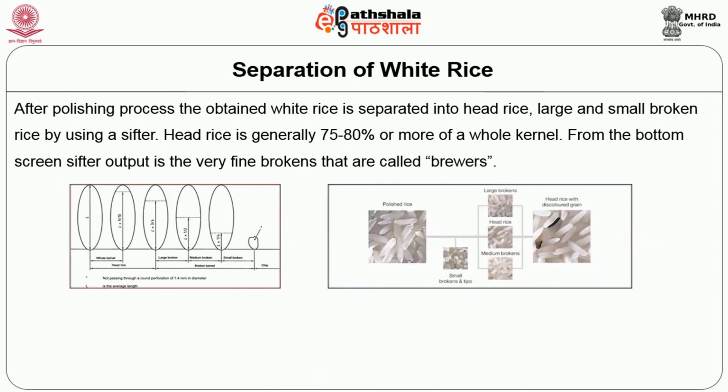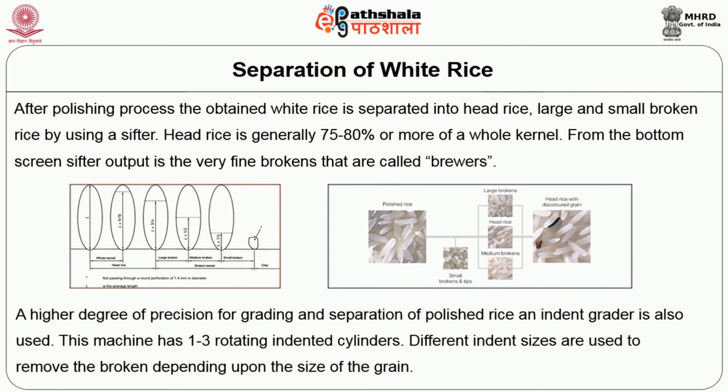After the polishing process, separation of white rice is done. Here the white rice is separated into head rice, large and small broken rice by using a sifter. Head rice is generally 75 to 80% or more of the whole kernel. From the bottom screen sifter, the output is the very fine brokens that are called brewers.